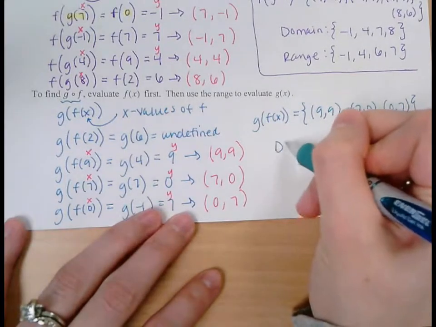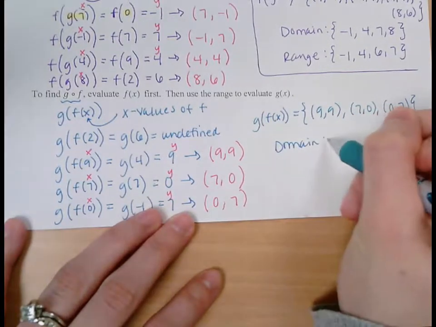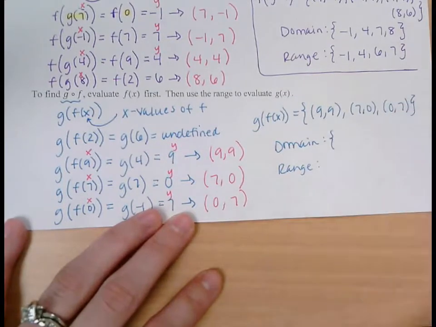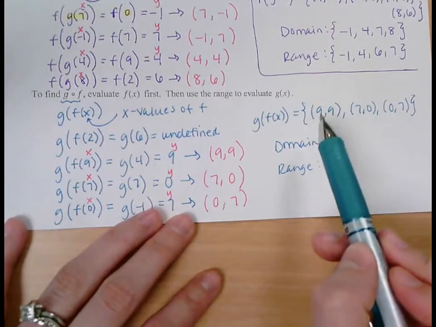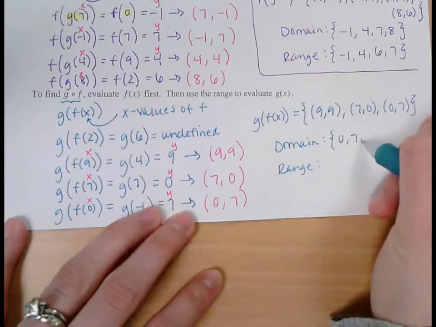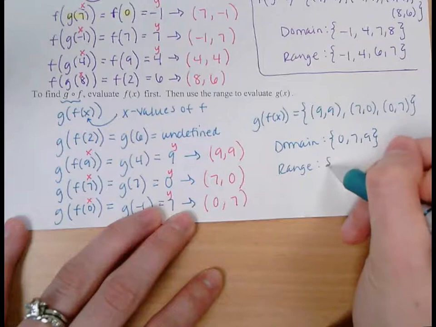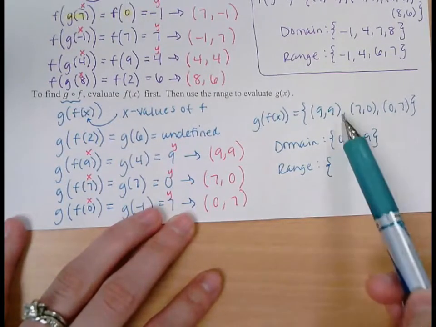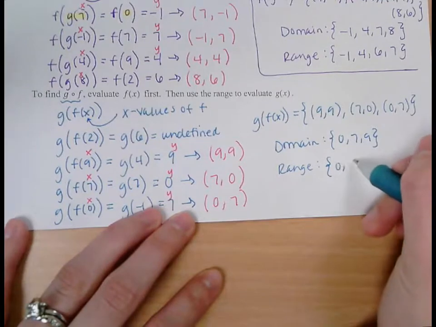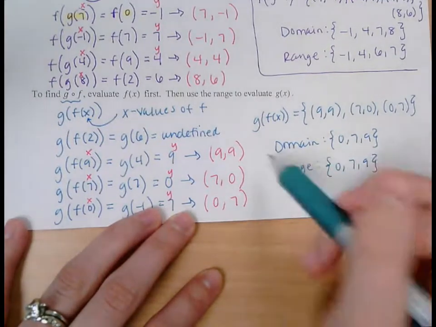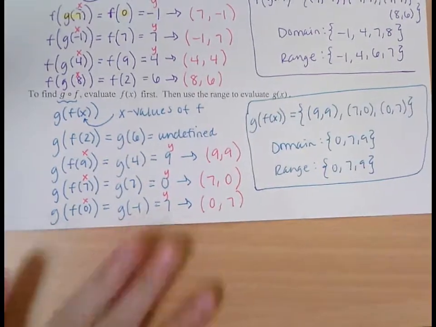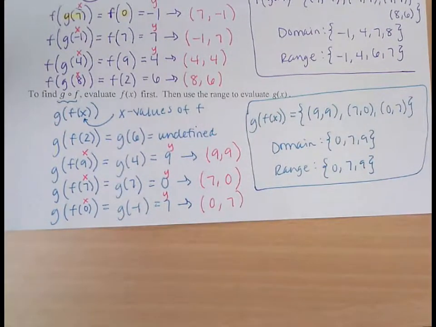And then I list the domain and the range, and that means there's only 3 values for each. So domain, x values, I have 9, 7, and 0. And for y values, I have the same, 9, 0, and 7. Again, you don't have to write them in numerical order. I know I did, but I won't take off if you don't.